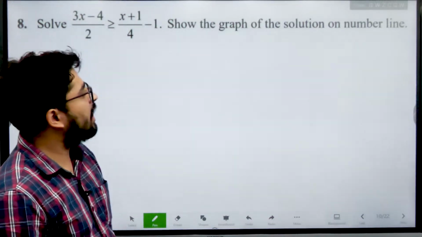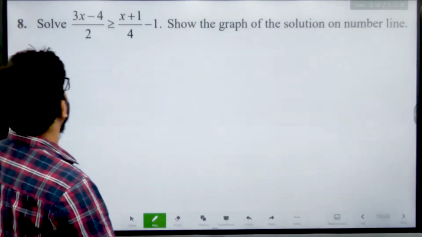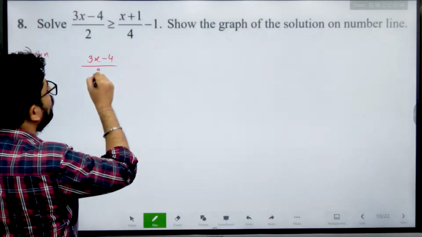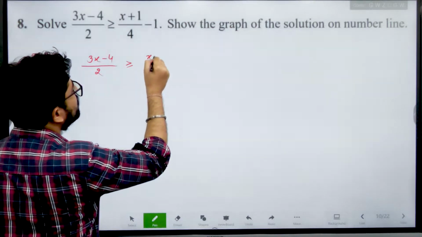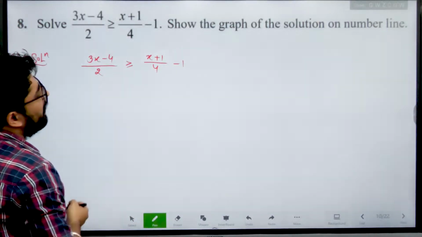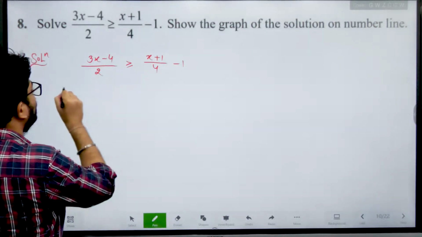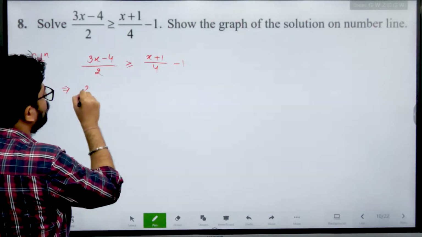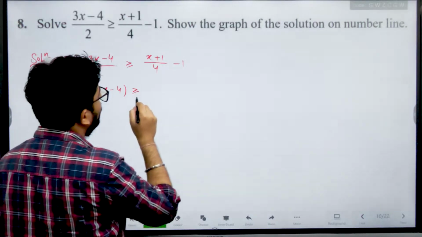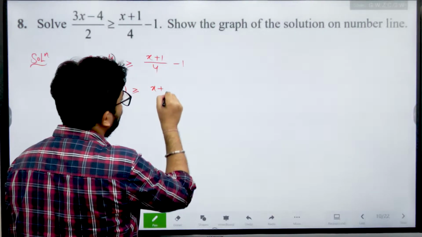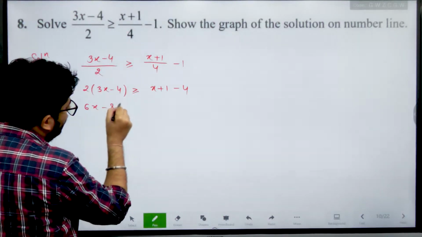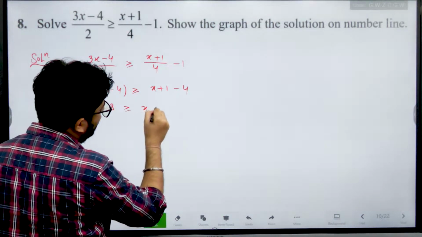solve this and show the graph of the solution on the number line. So we have (3x minus 4) by 2 greater than or equal to (x plus 1) by 4 minus 1. Multiply both sides by 4, you will get 2 into (3x minus 4) greater than or equal to x plus 1 minus 4. When you simplify it, you will get 6x minus 8 greater than or equal to x minus 3.